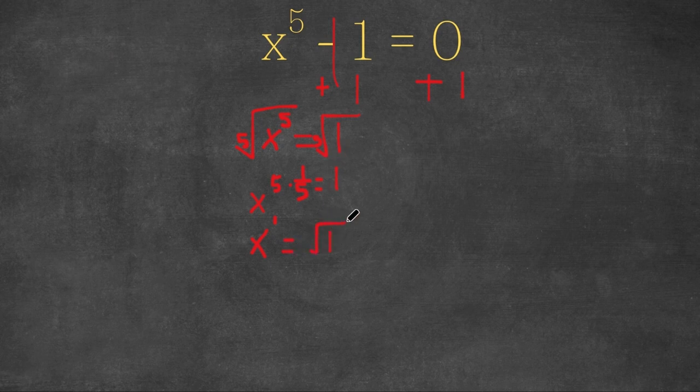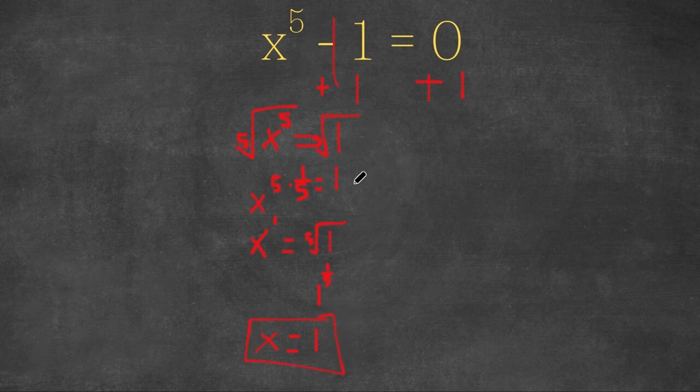x equals 1 to the root of 5. Well, 1 to the root of 5 is the same thing as 1 to the power of 1/5. And 1 to the power of anything is simply 1, because that's just how it is. So this is 1. And x to the power of 1 is x. So x equals 1. And this is our answer.